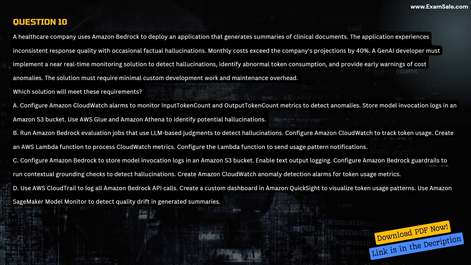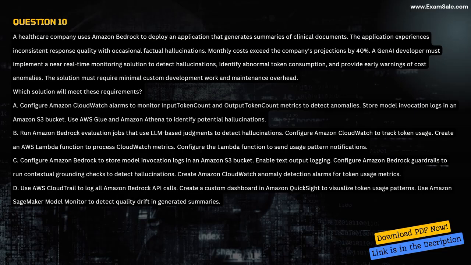A. Configure Amazon CloudWatch alarms to monitor input token count and output token count metrics to detect anomalies. Store model invocation logs in an Amazon S3 bucket. Use AWS Glue and Amazon Athena to identify potential hallucinations. B. Run Amazon Bedrock evaluation jobs that use LLM-based judgments to detect hallucinations. Configure Amazon CloudWatch to track token usage. Create an AWS Lambda function to process CloudWatch metrics. Configure the Lambda function to send usage pattern notifications.